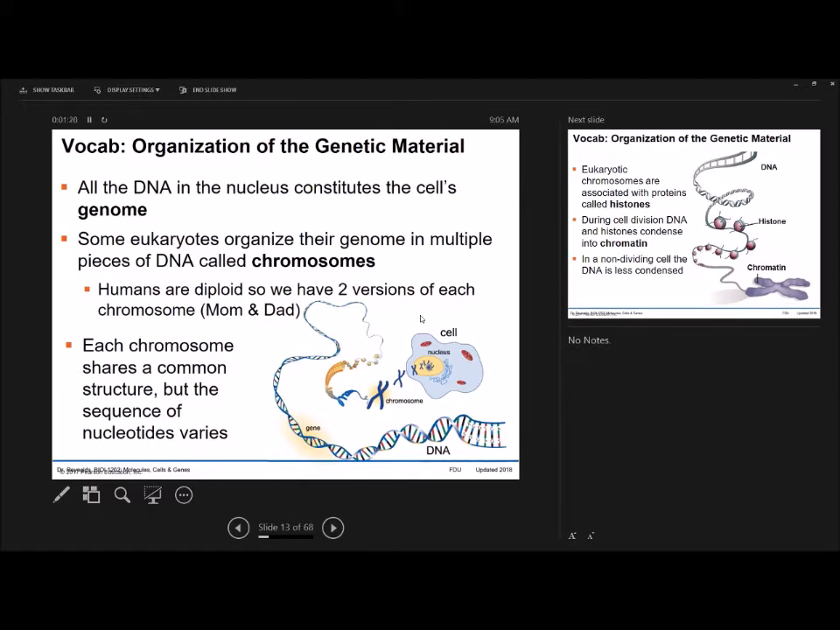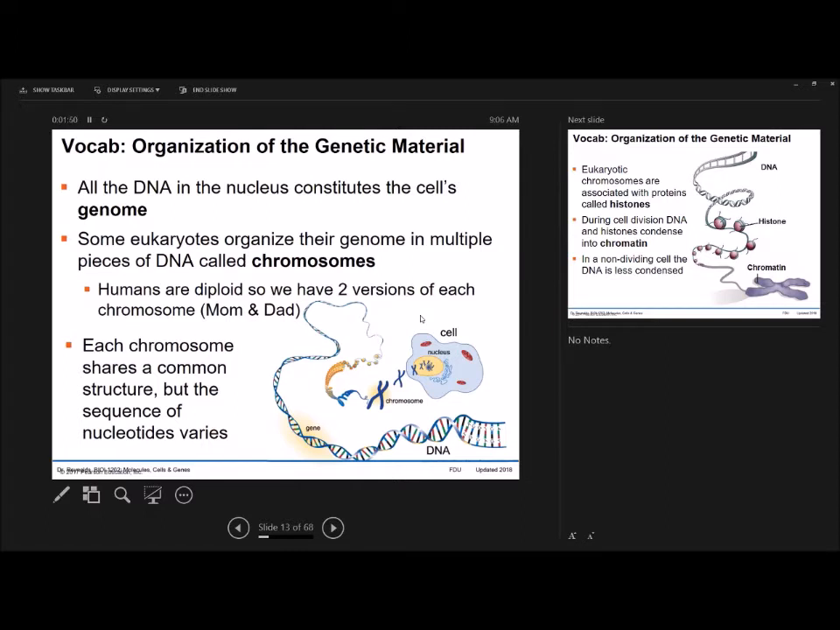Now, all of the DNA in the nucleus is what we call the cell's genome. Why do I specify all the DNA in the nucleus? Isn't that where all the DNA is? What else is there? Yeah, remember the mitochondria and chloroplasts? They have their own little genomes, okay? But when I'm talking about eukaryotic cells and I say genome, I'm really talking about what's in the nucleus, okay? Mitochondria replicate themselves. Chloroplasts replicate themselves the way bacteria would.